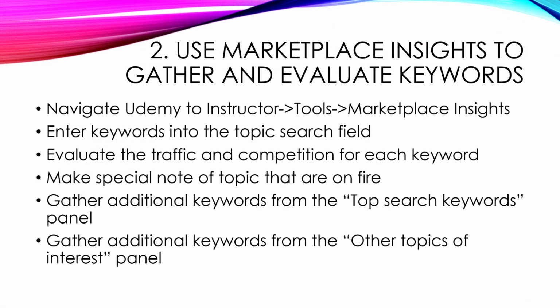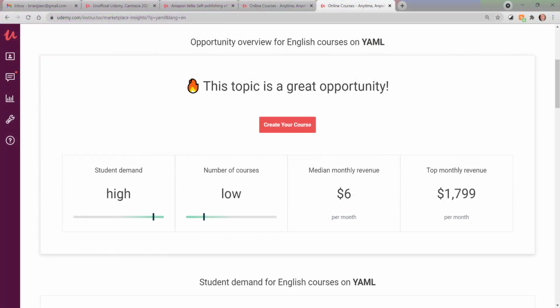Now the next step, this gets a little more involved, is to use Marketplace Insights to gather and evaluate keywords. So first, you navigate Udemy to Instructor Tools, Marketplace Insights. We've already been there. You enter the keywords that you've got into the topic search field, and then you evaluate the traffic and competition for each keyword. You're looking for a hot keyword. And make special note of those topics that are on fire. And at the same time, gather additional keywords from the top search keywords and from other topics of interest panels. So we're looking for the hot topic.